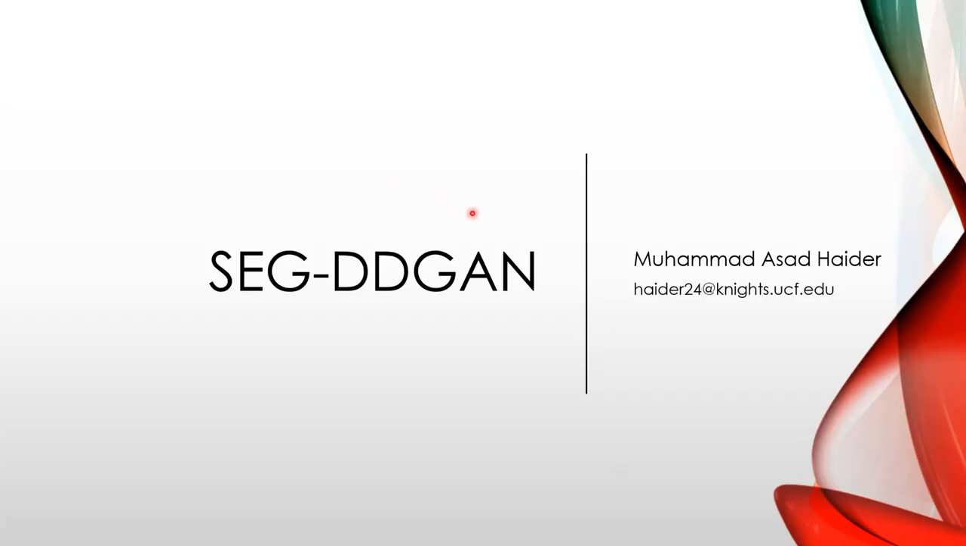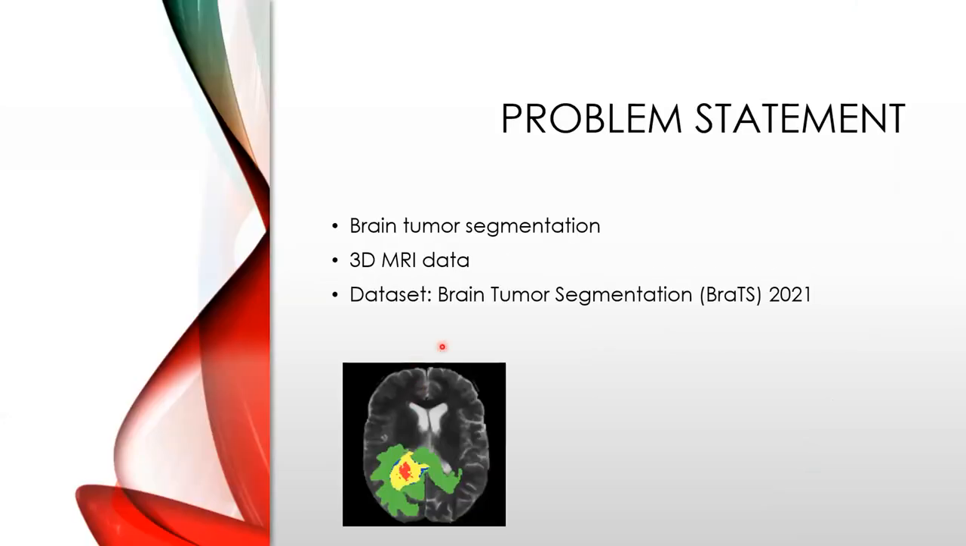Hi everyone. My name is Mohammed Asad Heather, and the title of my project is SEG DDGAN, which is short for segmentation, denoising, diffusion GAN. So the problem that this project addresses is brain tumor segmentation in 3D MRI data. The image shows a sample from the extracted output where different tumor regions have been segmented.